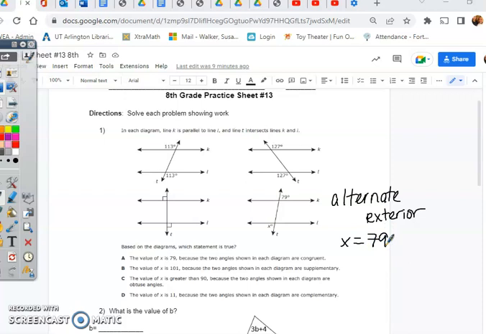Okay? So A, the value of X is 79. Yep. The value of X is 101. Nope, that would be the obtuse angle. The value of X is greater than 90. Nope. The value of X is 11. So I don't even really have to read all of these. Okay, the value of X is 79 because the 2 angles shown are congruent. Okay, alternate interior are congruent.